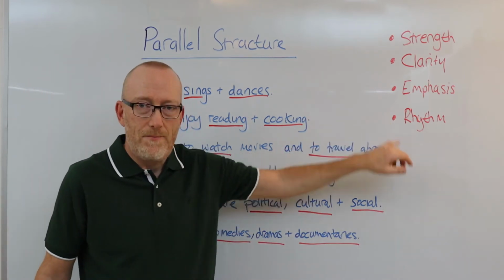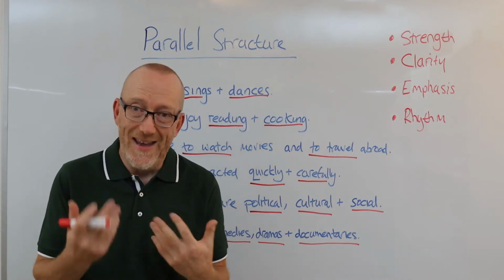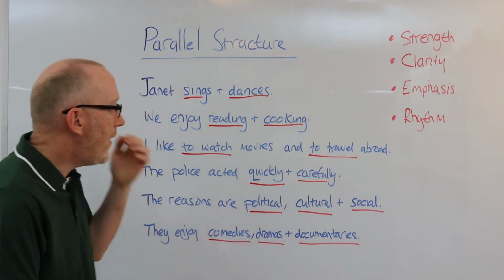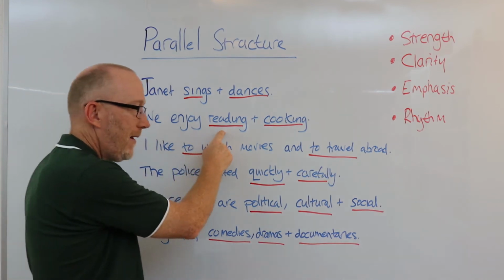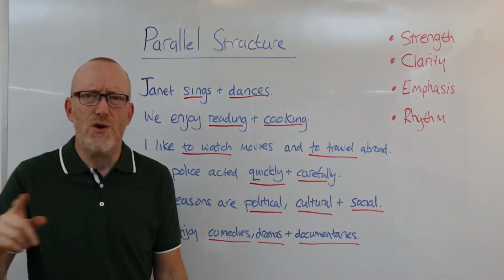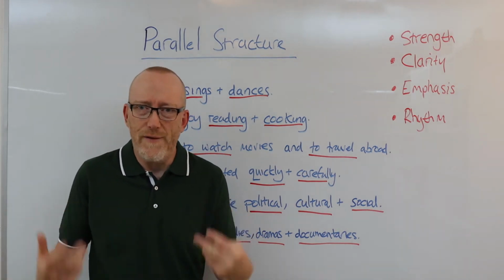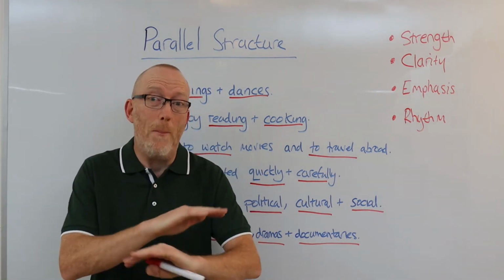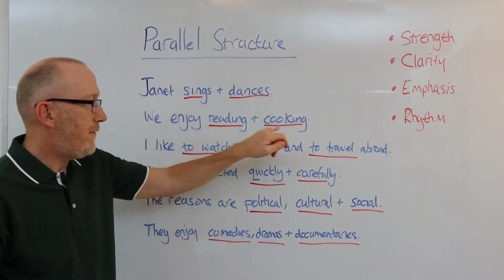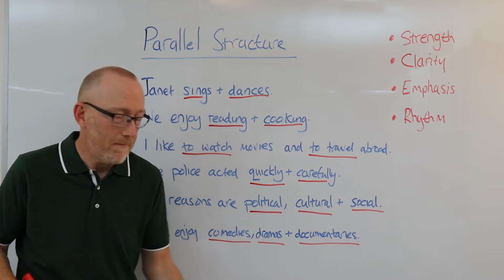Now I just want to touch on why we use parallelism. I've mentioned the rhythm. The English language does have a rhythm to it, and the rhythm of English is important. If you interrupt the rhythm, then it's not natural. So for example, we enjoy reading and to cook Chinese food. There is no rhythm to that sentence. It doesn't feel natural. It is not parallel. Okay? But we enjoy reading and cooking, both gerund forms of the verb. It has a rhythm. It flows very naturally.